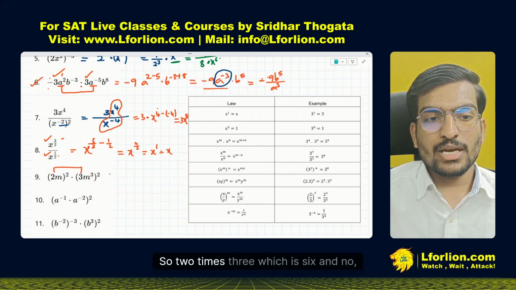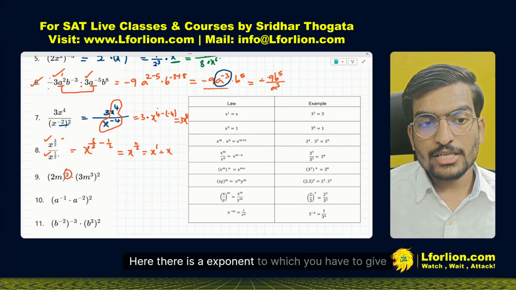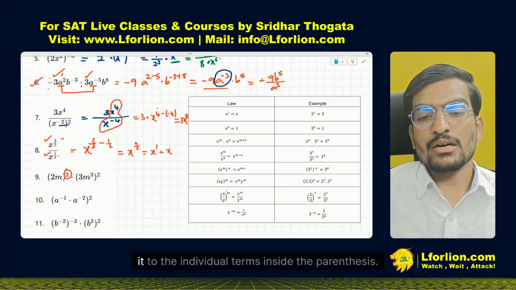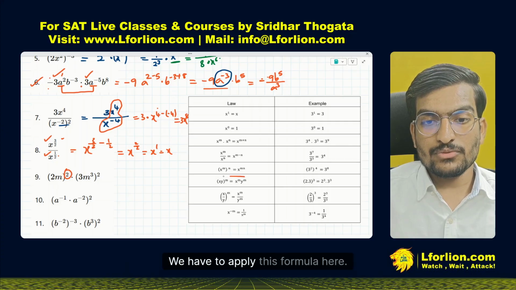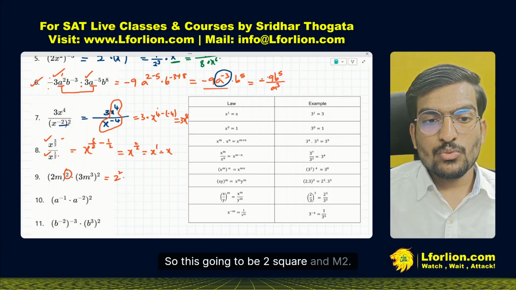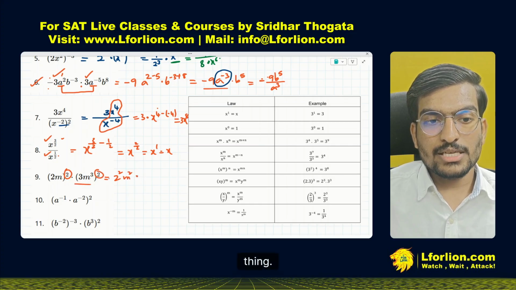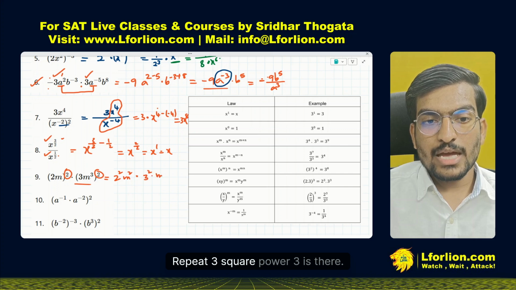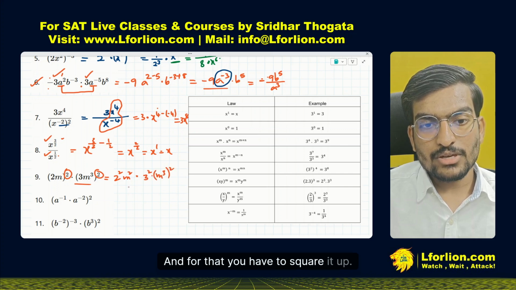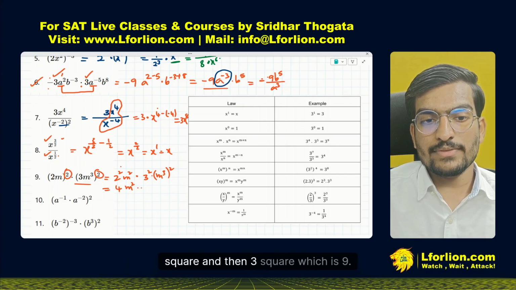So 2 times 3, which is 6. Here there is an exponent 2 which you have to give to the individual terms inside the parenthesis. We have to apply this formula here. So this is going to be 2 square. This is one term, and then this one again, the same thing repeats: 3 square power 3 is there, and for that you have to square it up. So you ended up with what? 2 square, which is 4, and then 3 square, which is 9.